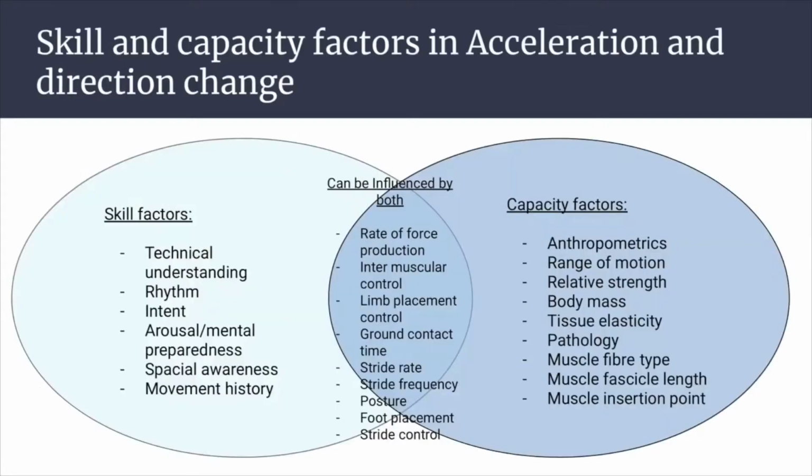So skill and capacity factors, acceleration and change direction are as follows: on the left skill, on the right capacity, and those influenced by both are in the middle. In the case of this vlog though, I feel that most of them are shifted over to the left, and that is determined from the assessment.